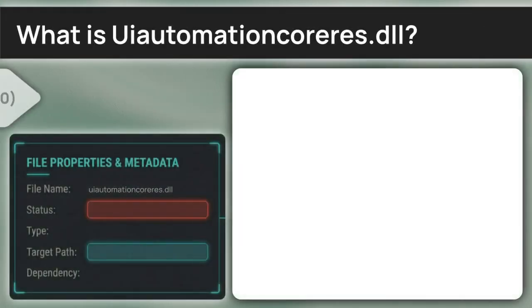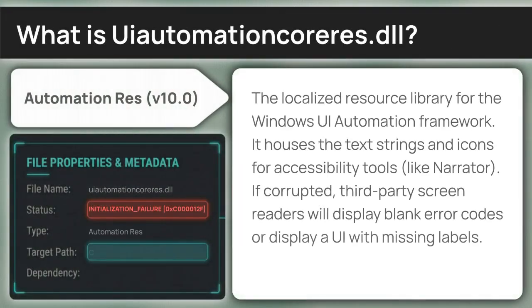This is the User Interface Automation Core Resources, the localized resource library for the Windows UI automation framework. It houses the text strings and icons for accessibility tools, like Narrator. If corrupted, third-party screen readers will display blank error codes or display a UI with missing labels.